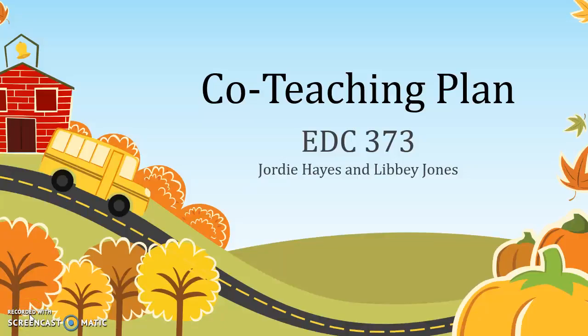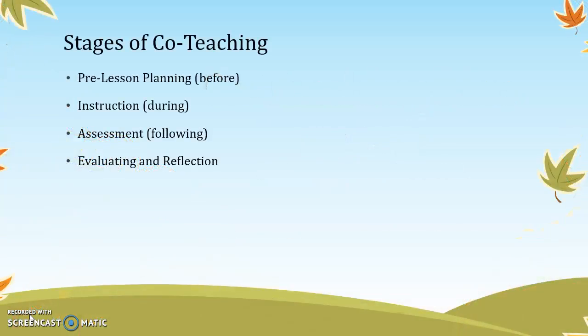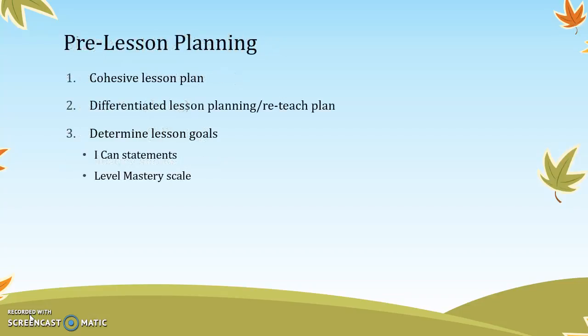Alright, so this is the co-teaching plan by Jordie Hayes and Libbey Jones. So for the stages of co-teaching, we have pre-lesson planning, which goes before the instruction, which is during, and then assessment, which would be following. And then evaluating reflection goes at the very end, and that's something that you and your co-teacher can do to reflect on all of the instruction that you've been giving together.